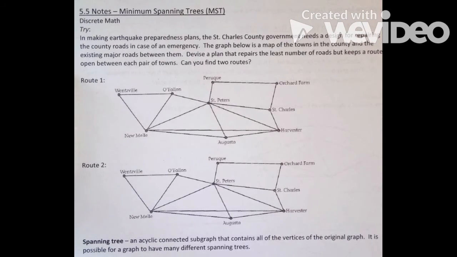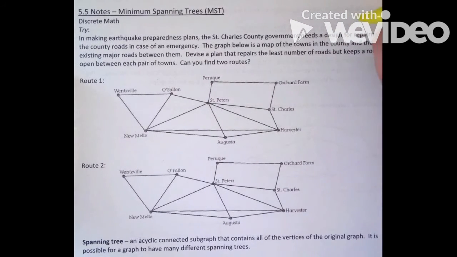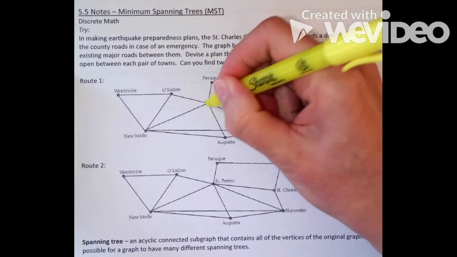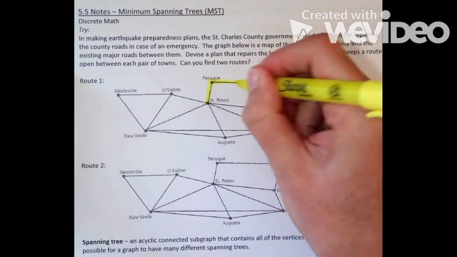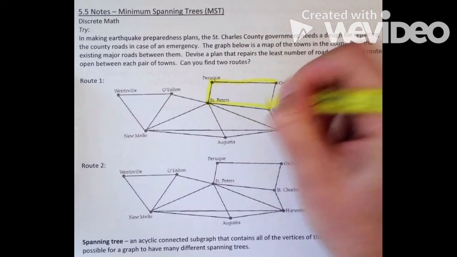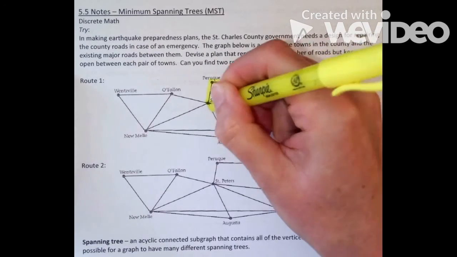So in the first example you'll see a map of towns in a county and existing major roads between them. We are going to devise a plan that repairs the least number of roads but keeps a route between each pair of towns. Can you find two routes? Well, so we see all the towns. We're going to try to highlight only necessary roads to keep them connected.